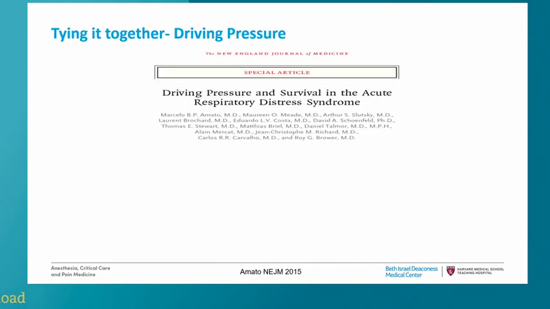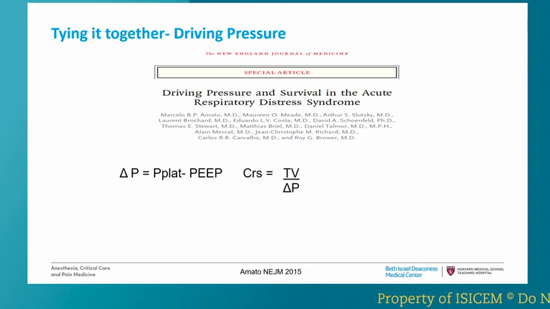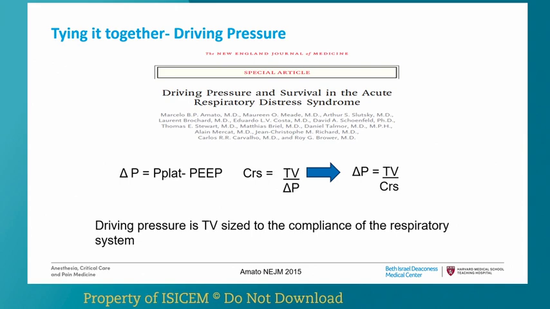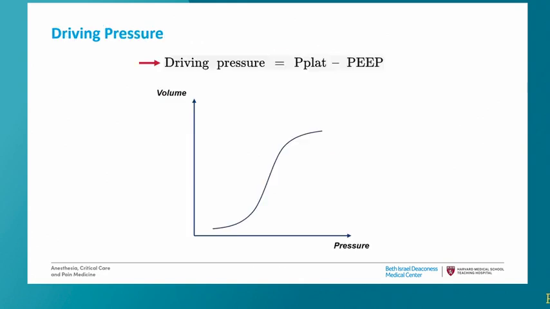So how do we tie it together? Well, let's look at the driving pressure. And the driving pressure, as everybody knows, is the plateau pressure minus the PEEP. And you can convert that to the compliance is the tidal volume divided by the driving pressure. And then driving pressure is the tidal volume divided by the compliance. So driving pressure is the tidal volume size to the compliance of the respiratory system and may well be a better marker for setting our mechanical ventilator than actually just limiting tidal volume in everybody.